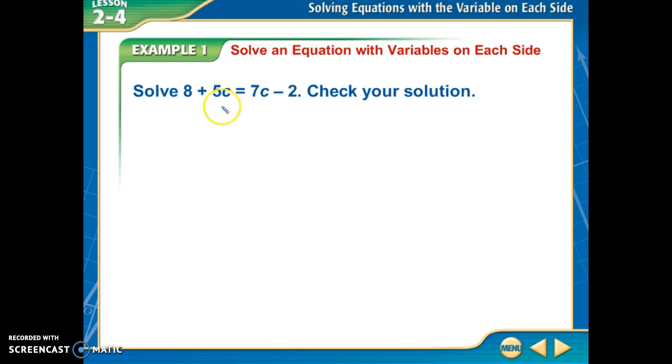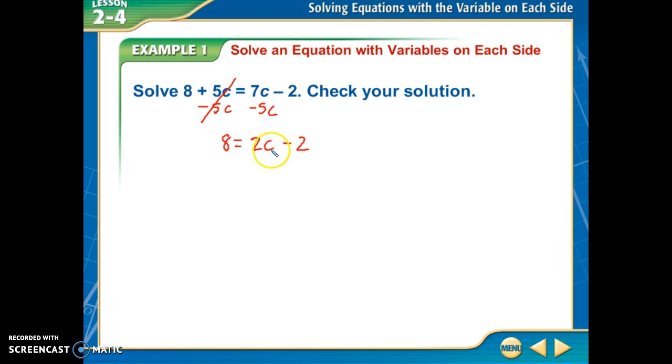Right now I see that my c's are on two different sides, and I can move either one, it really doesn't matter. But I see that my 7c is bigger, so I'm going to move the 5c just so I don't have to worry about negatives. I'm going to subtract the 5c from both sides because it was positive, so I need to use a negative. Then we get 8 equals 2c minus 2. Now I only subtract the 5c from the 7c because those are our like terms.